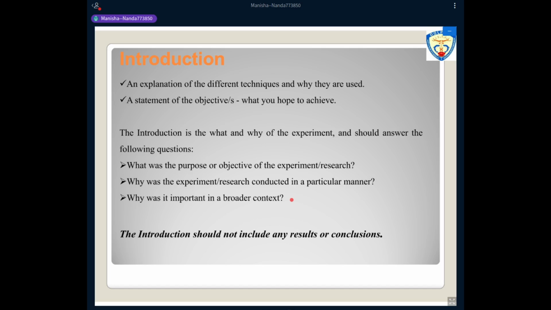And if you talk of the future prospects of the benefits, then also you should be very clear, citing the particular references, about why you have chosen all these things for your research. So the introduction should not include any results or conclusions. Although you write a report or a research paper after you have conducted all your experiments and you know that you have some results or conclusions, you should not mention them in your introduction section. You can give a brief about them in the abstract.